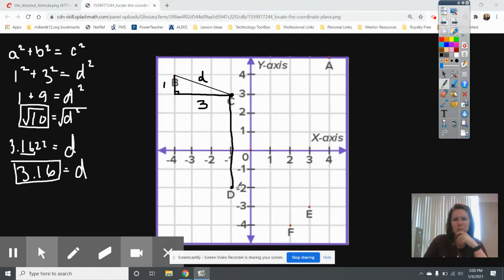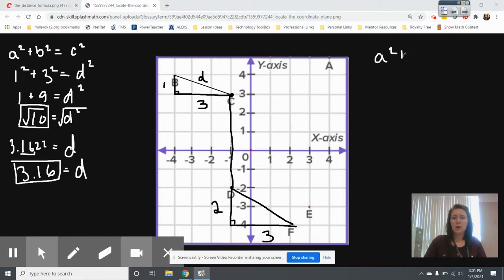Okay, well, now let's try a little bit more difficult one. How about the distance between D and F? Now, again, we could use that distance formula that I mentioned earlier. I'm just going to use Pythagorean theorem. I'm going to create a triangle with a 90-degree angle. This side length is 2. This side length is 3. And now I can use Pythagorean theorem. a squared plus b squared equals c squared, where a and b are the two legs of the triangle, so 2 and 3. So 2 squared plus 3 squared equals, this is my distance.